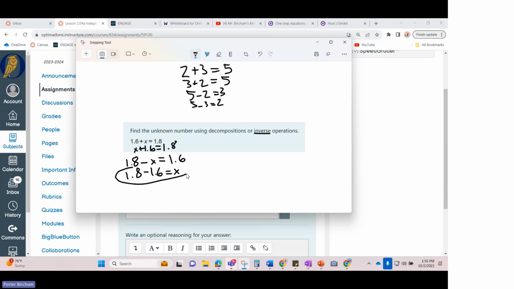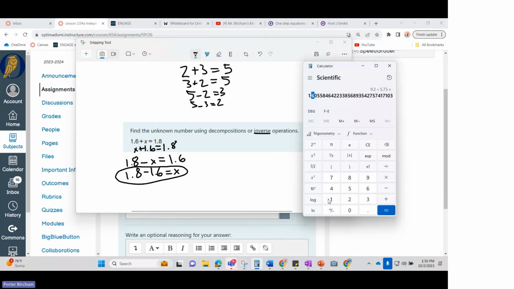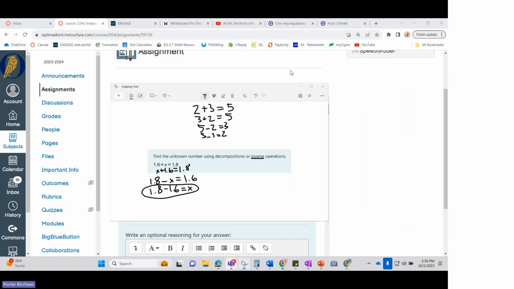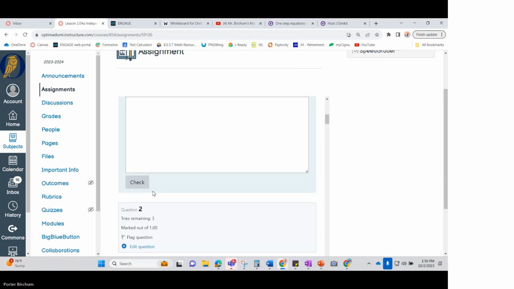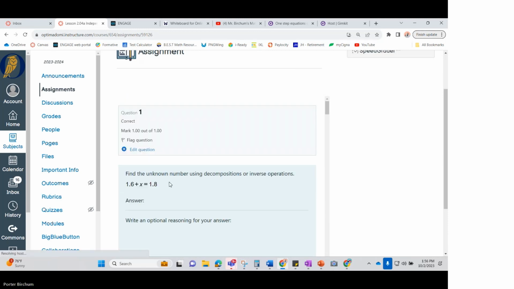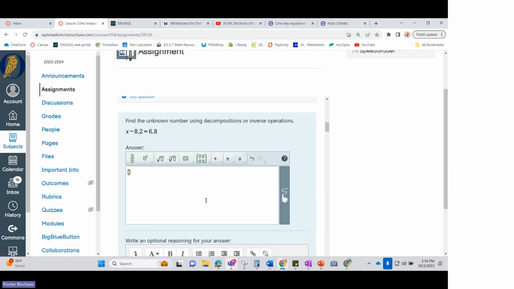Looks like this is one I could type in my calculator or do by hand if I want to. I'm going to show you how to type it into a calculator. 1.8 minus 1.6. My answer is 0.2 for this question. So I'm going to type in 0.2. Check. Woohoo! Next question.